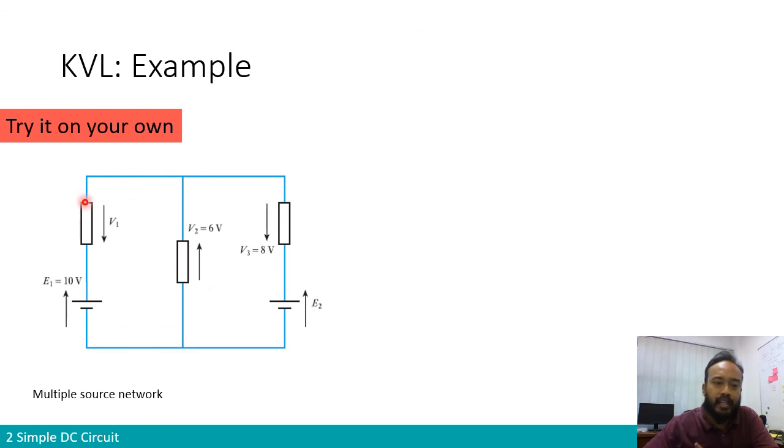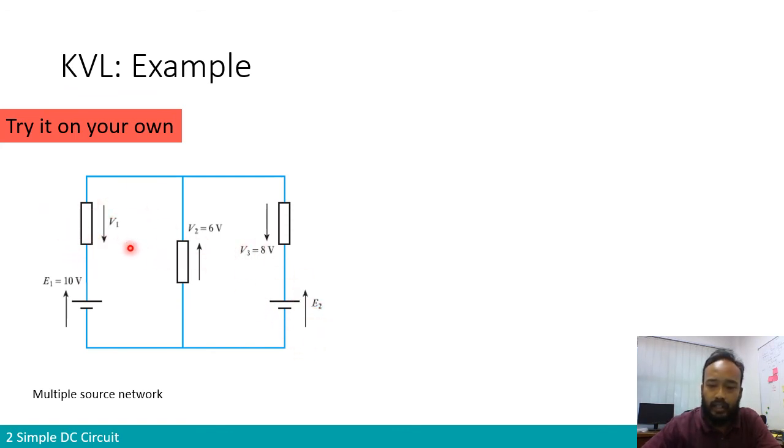Now the next exercise, we have a circuit with basically 3 loops. One loop here, one loop over here, and the outer loop. Now we have multiple power supplies, E1 and E2. We have 3 resistances where the directions of the voltages are indicated, V1, V2, and V3. What we could try to find is the unknown. The unknown parameters here are V1 and E2.